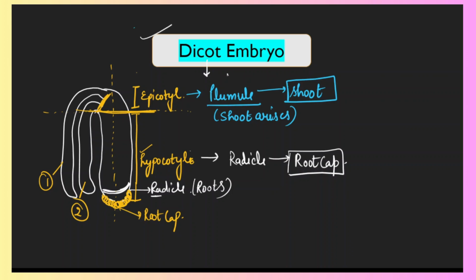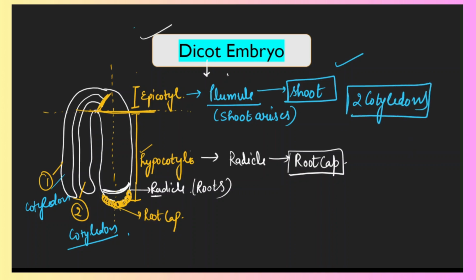Okay, and this is the first cotyledon, and this is the second cotyledon. Okay, so this is all about the dicot embryo. Why dicot embryo? Because it contains two cotyledons. Okay, and these all parts are very important.